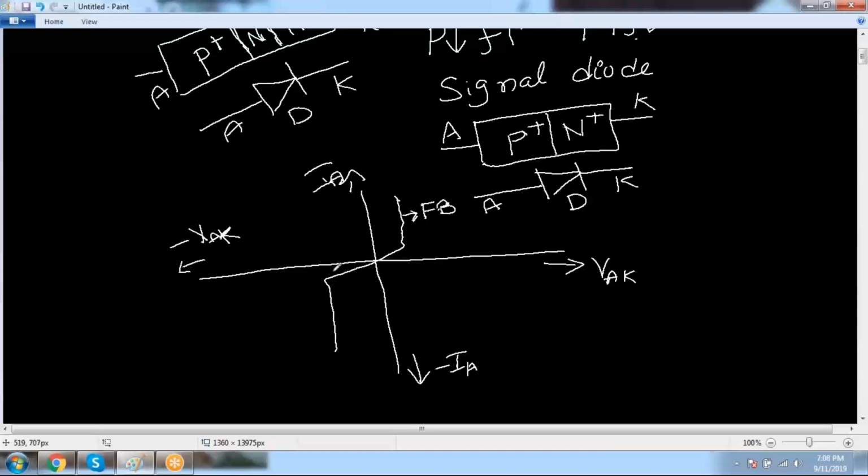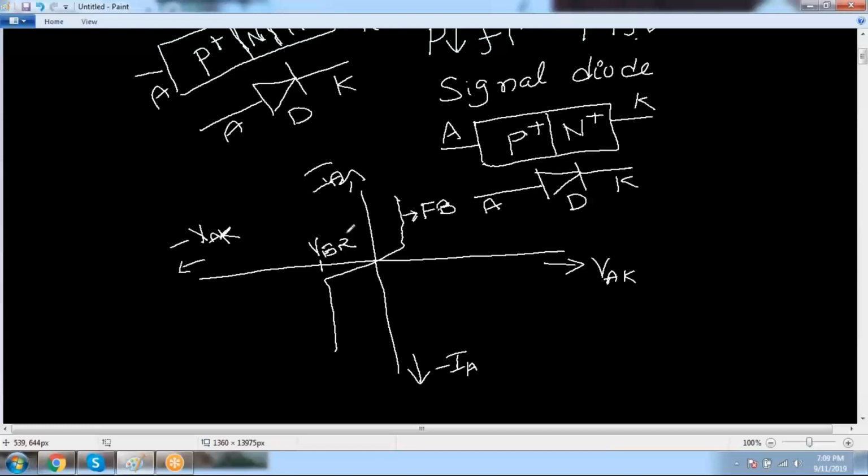And what is this one? It is reverse biased. What is this one? This is the reverse breakdown voltage of my signal diode. Now, sir, in today's class I want to discuss not the signal diode, because the subject is power electronics.